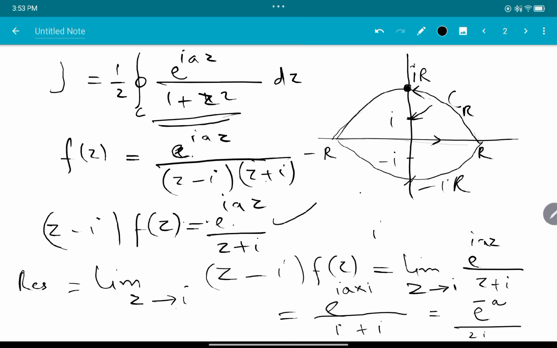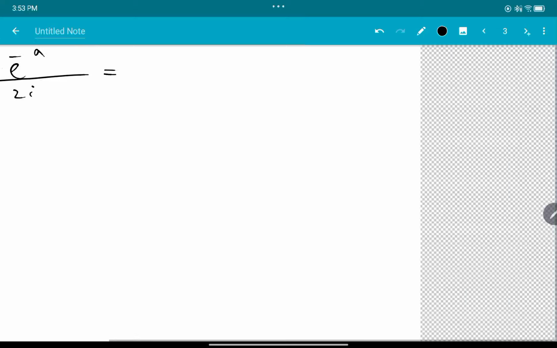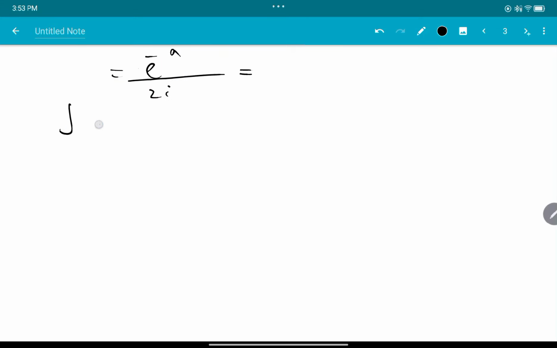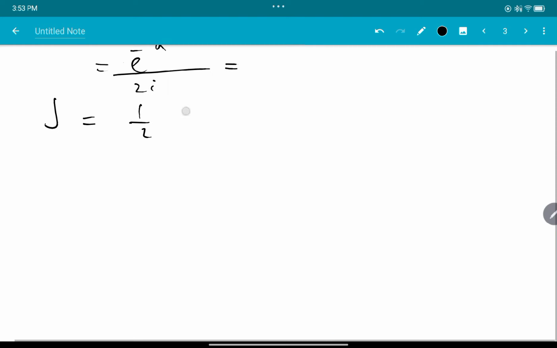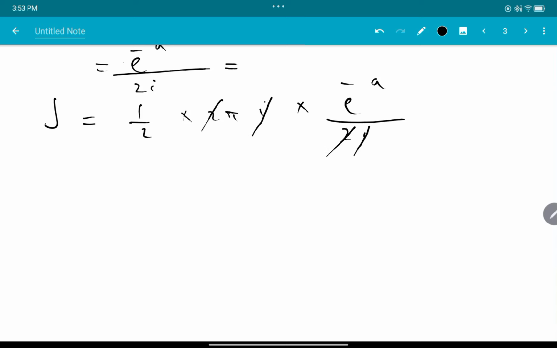If I substitute the residue there, then the value of j will be equal to 1 by 2 into 2 pi I into residue. The residue is e raised to minus a divided by 2i. I and I will cancel, 2 and 2 will cancel, and we will get pi e raised to minus a divided by 2. This is the value of j.